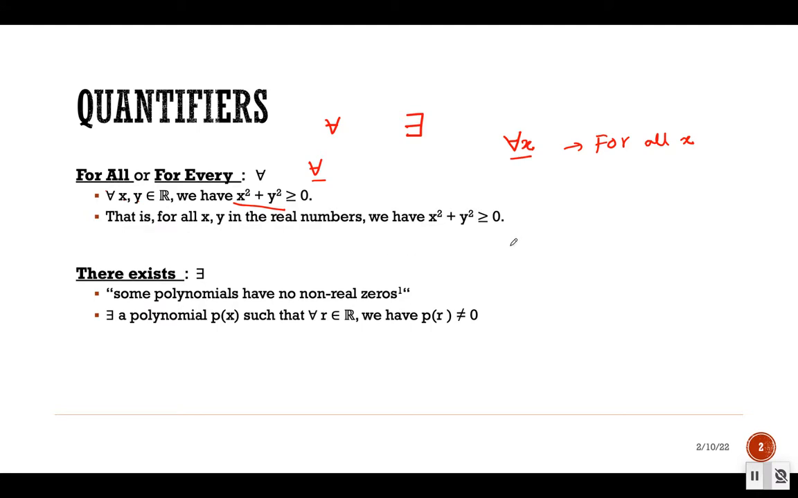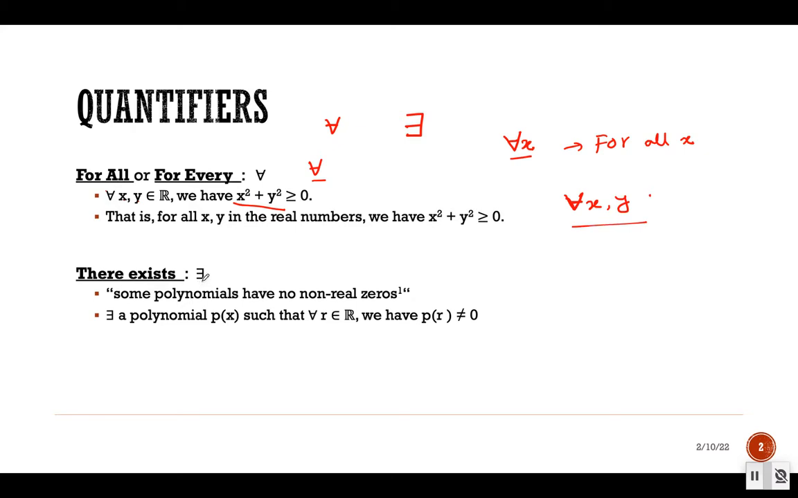So whenever you see this quantifier symbol, it means for all, or for every. You can write one variable or two variables, for all x and y, like that.